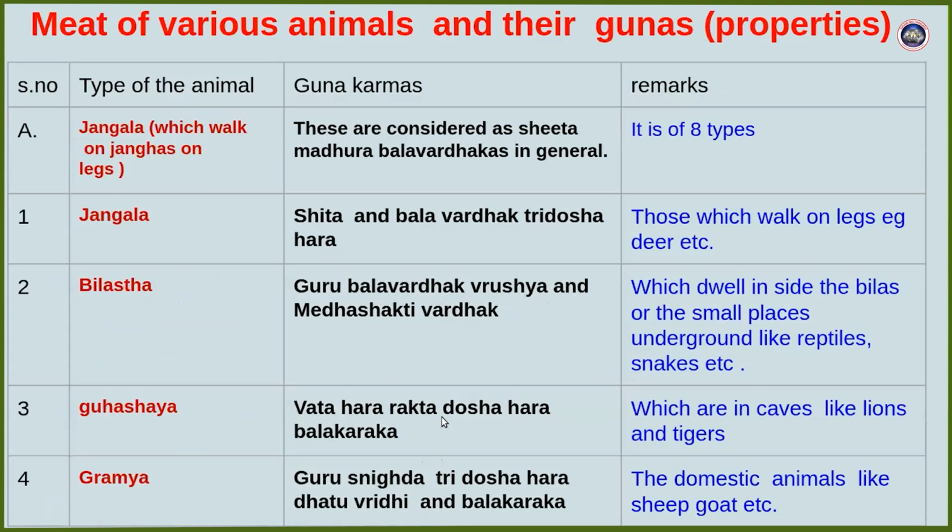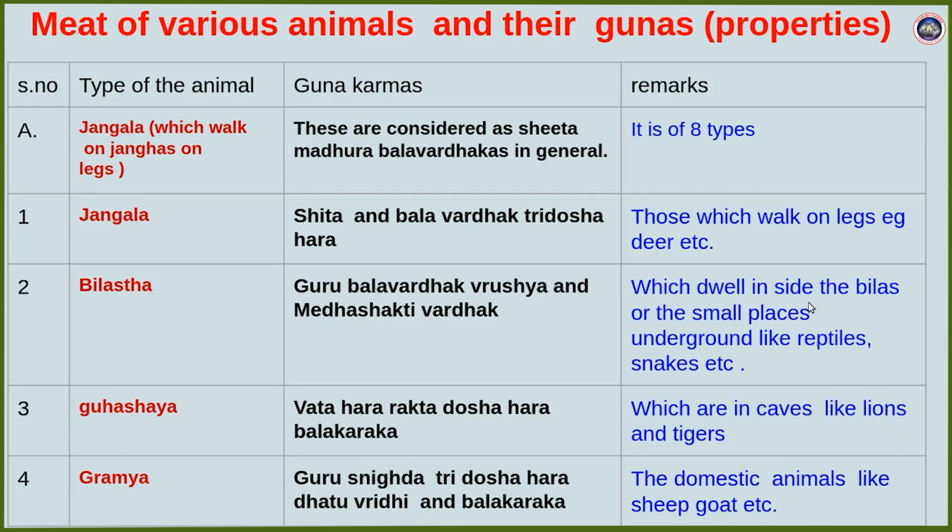So a quick look. In the 8 Jangala: Bilasta, Guhashaya, Gramya. Gramya, here you can see Tridoshahara Dhatu Vridhi. The domestic animals like sheep and goat are called Gramya. And Guhashaya means those which live in various caves and other places. So here they even knew the properties of meat from lions and tigers. They are Vatahara, Rakta Doshahara, and Balakaraka. Nowadays we will not get these, but they used to get them also, and they knew their properties. That is the importance here.